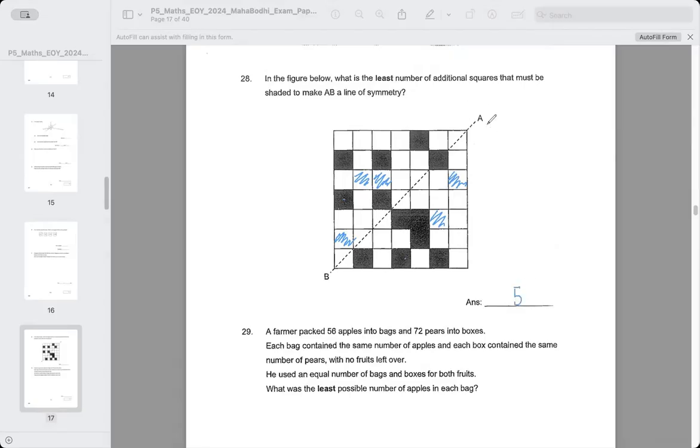So just base it upon the line of symmetry and then compare every one that is shaded to see which one you have to shade on the other side of the line of symmetry.